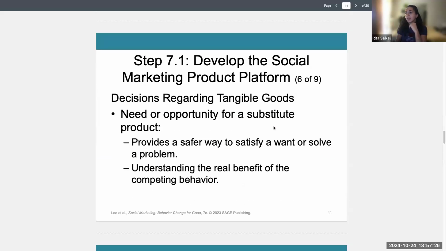So now we're talking about a need or an opportunity for a substitute product in social marketing. Here we're talking about exploring alternatives that provide a safer and more effective way to achieve the same goal. So these are obviously things that you can consider as alternatives, right? And this approach is relevant when the current behavior is harmful or risky, so things like smoking or excessive alcohol consumption.